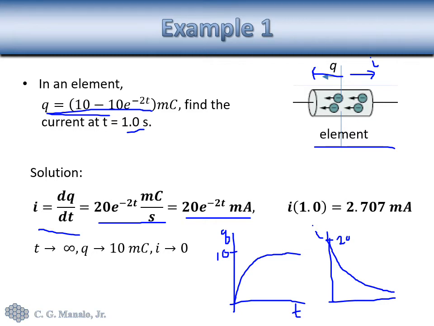The current actually becomes 0, because the slope, or the dq dt of q, is 0. So as shown here. If we substitute t equals 1 second here in the expression for I, what we get is 2.7 milliamps. So it's maybe somewhere here. So here is your 2.7 here, and this should be around 1 second.